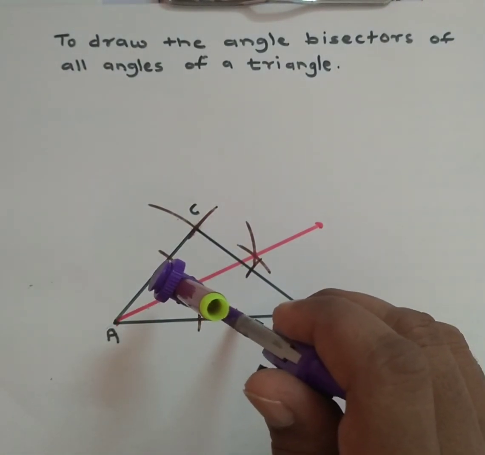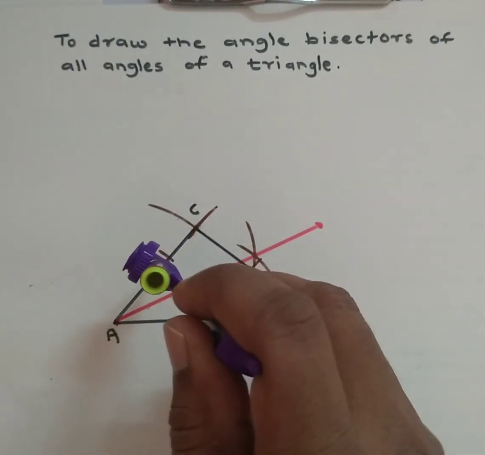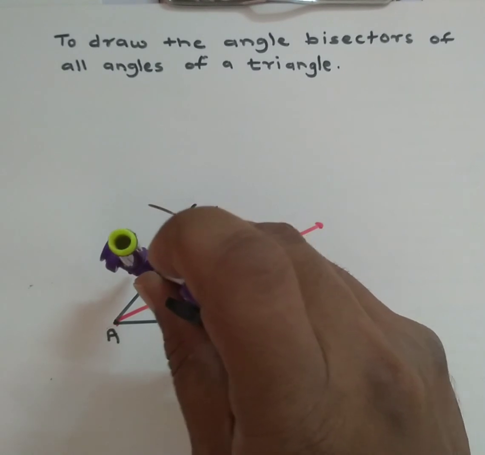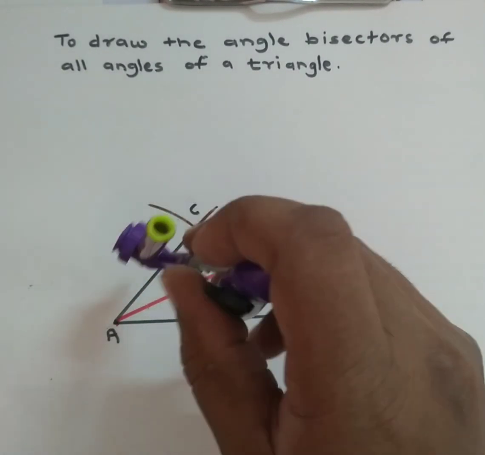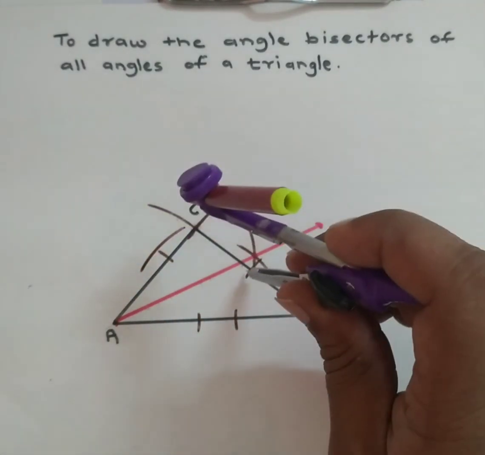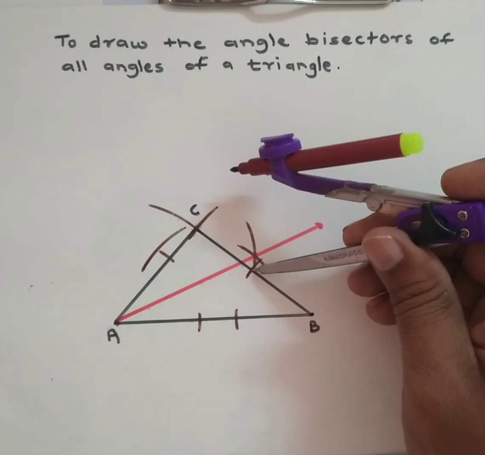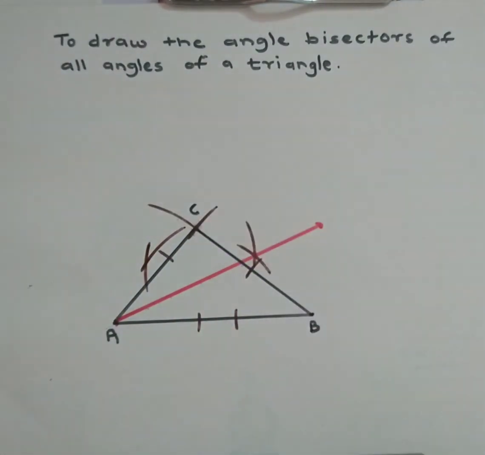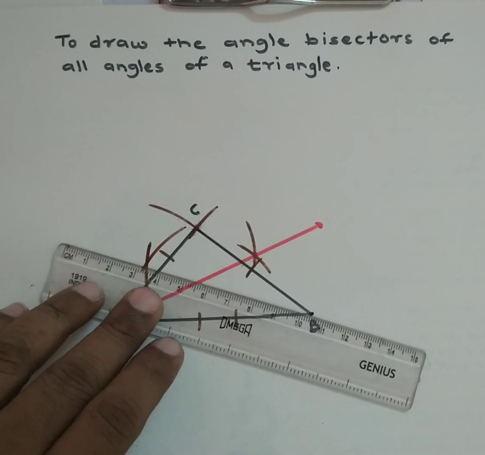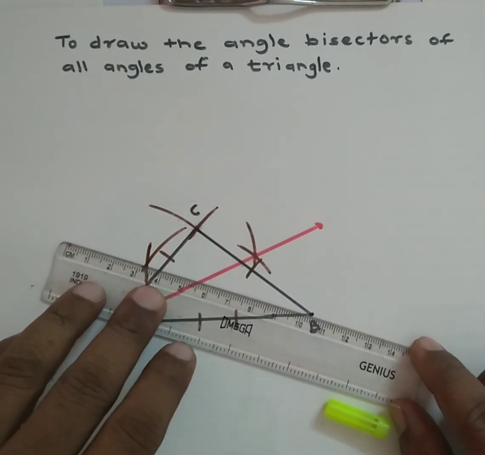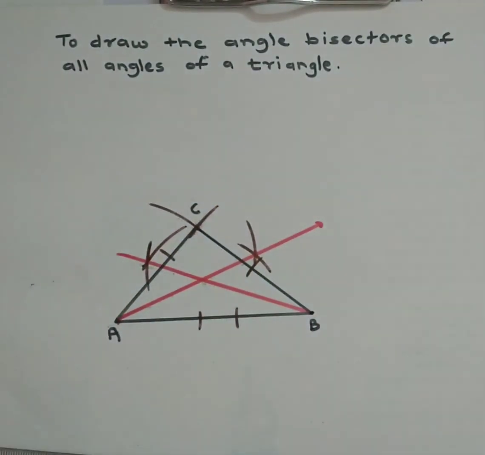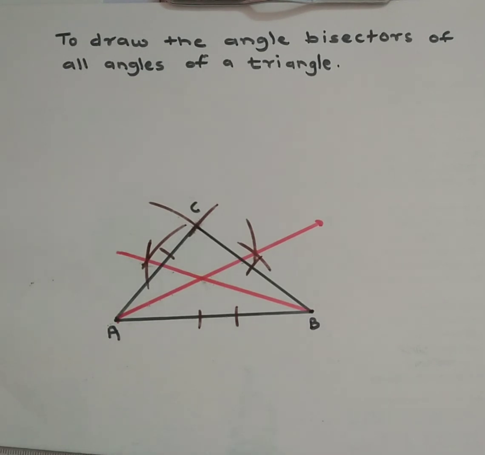Now draw the next two arcs. You can change the distance here, and you can make the distance such that the arcs go in the exterior of the triangle, and that will reduce the confusion. So this is the next arc, and now the arcs are intersecting here. Now we will join these two arcs. So this is the angle bisector of angle B.